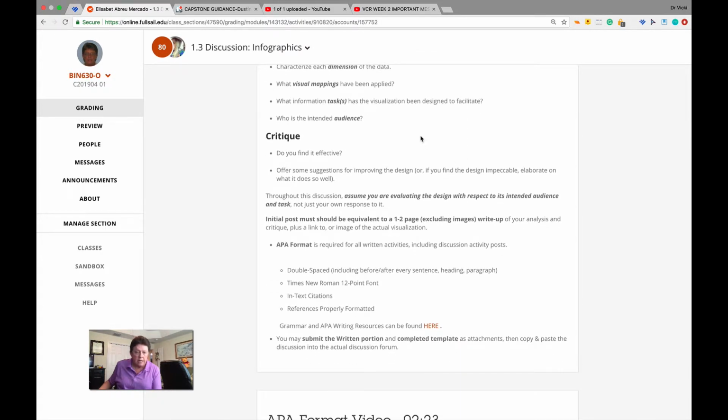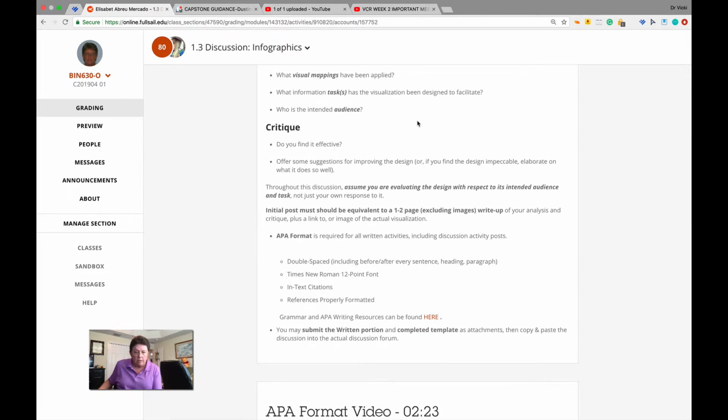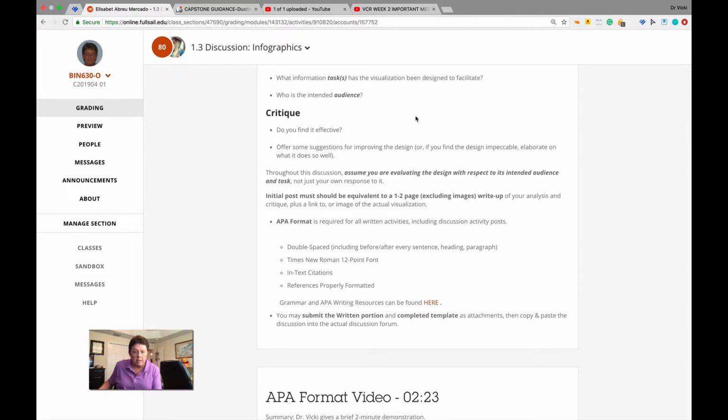You were to critique the visualization using the best practices and requirements for the characteristics above. Did you find it effective? Offer some suggestions for improving the design. If you found the design impeccable or perfect, why? What did it do so well, according to the terminology from the lesson? You were to assume that you were evaluating the design with respect to the intended audience, not just as an assignment. Who was the audience? And if you were that intended audience, evaluate its effectiveness towards you.